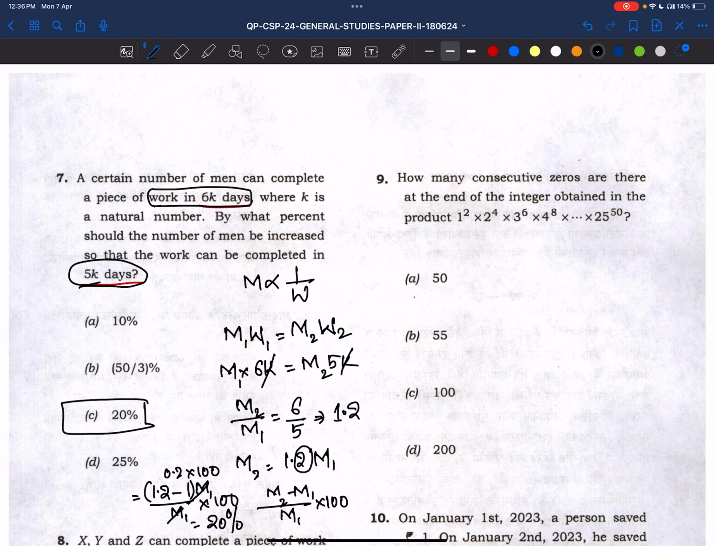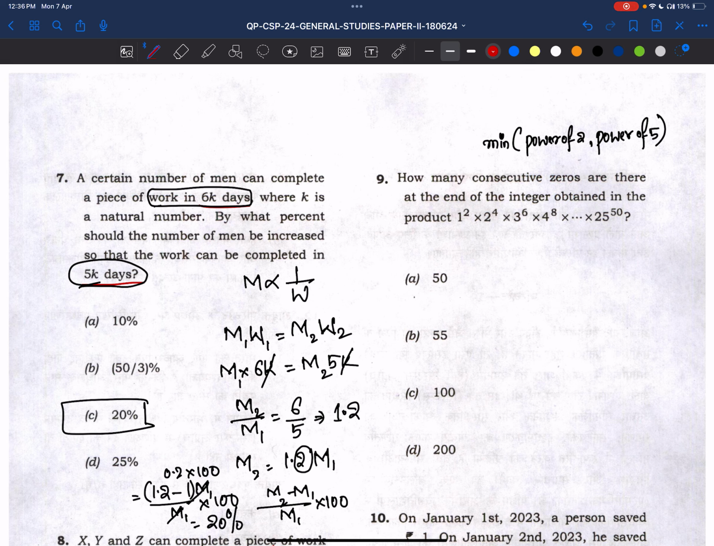How many consecutive zeros are there at the end of the integer obtained in the product? You know the number of zeros will be the minimum of the power of 2 and the power of 5. Now, let's calculate powers of 5 first, because in most cases the power of 5 will be less.